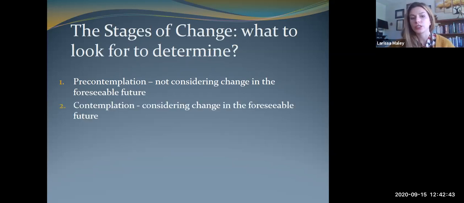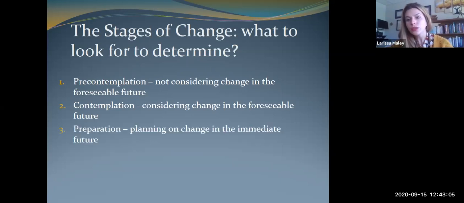So that's pre-contemplation. Contemplation is where they are definitely considering change in the foreseeable future. So the problems might be the same, whether they're in pre-contemplation or contemplation. The consequences might look the same. The diagnosis might look the same. But it's their focus on, am I willing to do something about it? Do I want to do something about it now versus later?